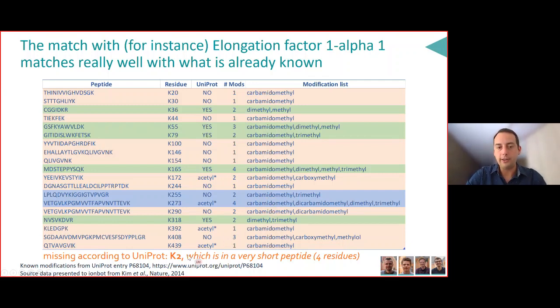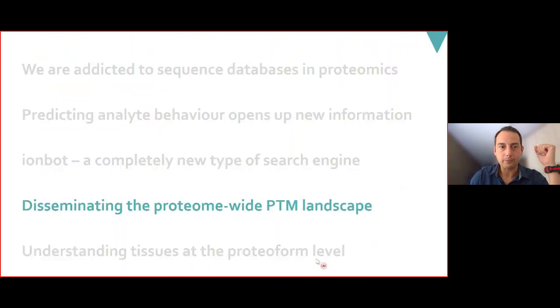There's only 1 lysine that we don't cover, which is the second lysine in the residue, but it's part of a very short peptide, which we're not expecting to identify or even find with mass spectrometry.